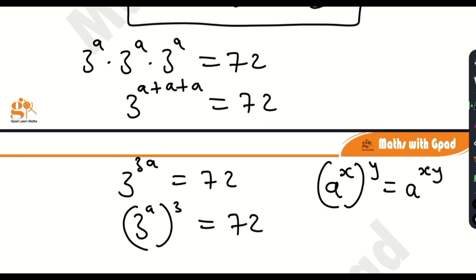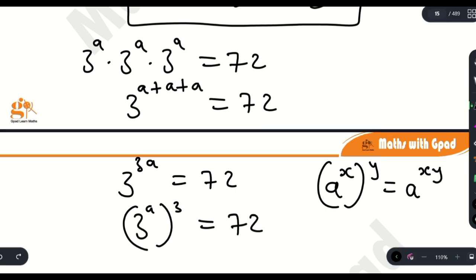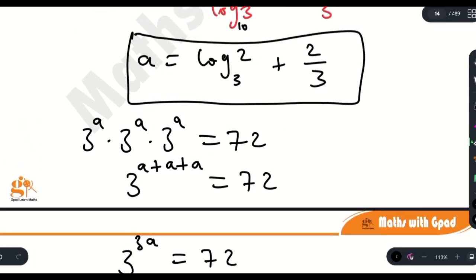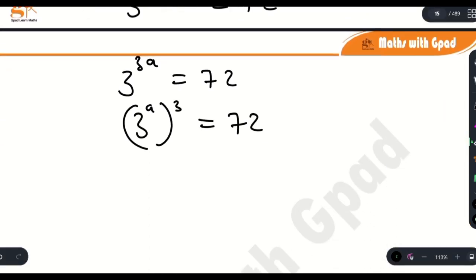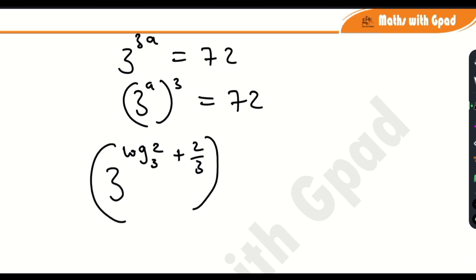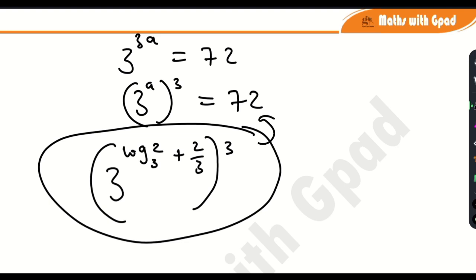Why am I doing this? Because I just want to make it easy for us to test our answer. So we already know what a is from what we saw before. A is log 2 base 3 plus 2 over 3. So that would be 3 raised to the power of a, which is log 2 base 3 plus 2 over 3. Now remember, we have everything all raised to the power of 3. So we're testing if this will give us 72.